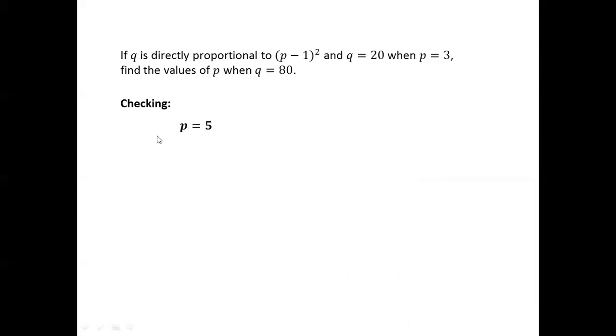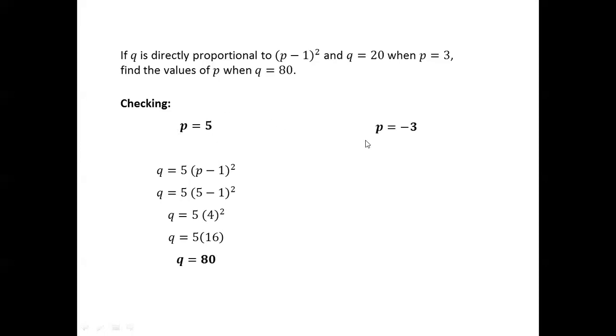Here, let's first check if 5, as a value of P, will really give us a value of 80 for Q. So let's use the equation. Q is equal to 5 times the square of P minus 1. Let's substitute this value to P, giving us this one. 5 minus 1 is 4. 4 squared is 16. 5 times 16 is 80. That means this value is correct.